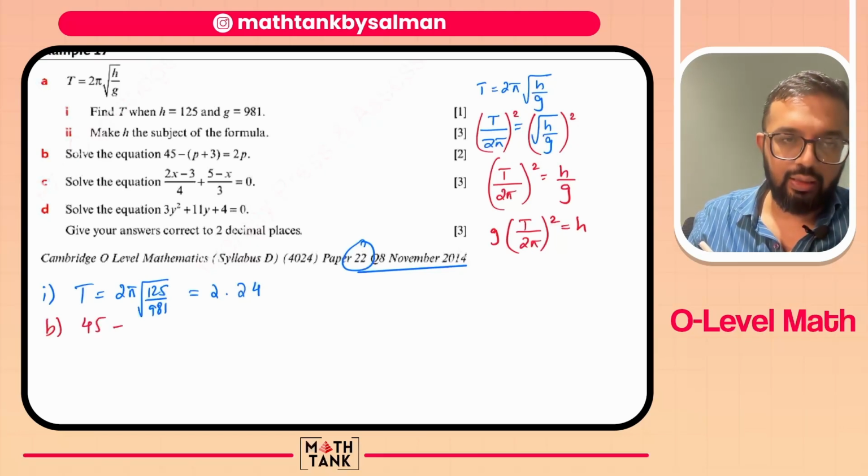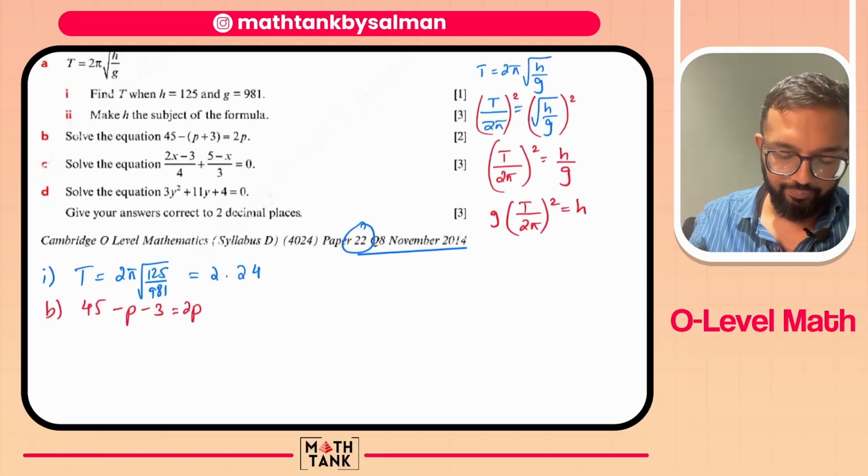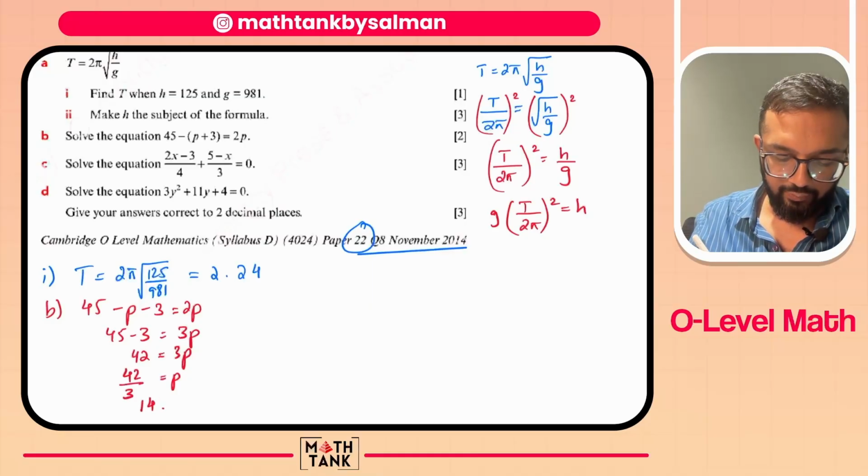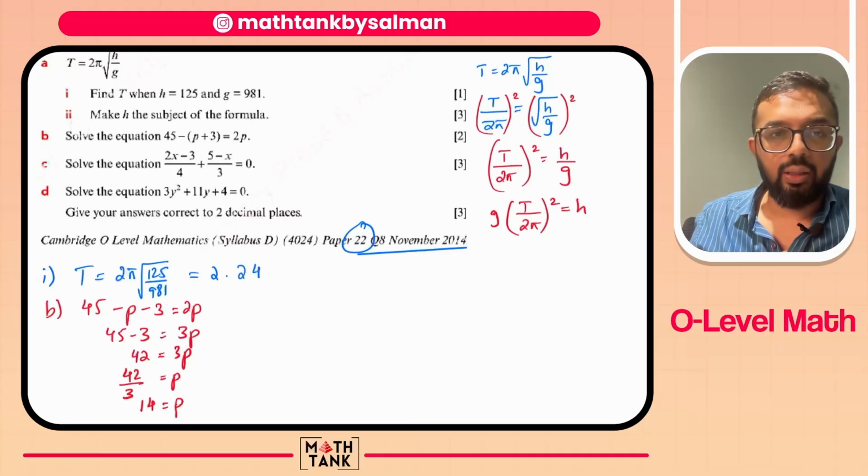I can just expand the bracket. Minus p minus 3 equals 2p. So 45 minus 3 equals 3p. 42 equals 3p, and p equals 42 divided by 3. 14, I think. 3 times 14 is 42.